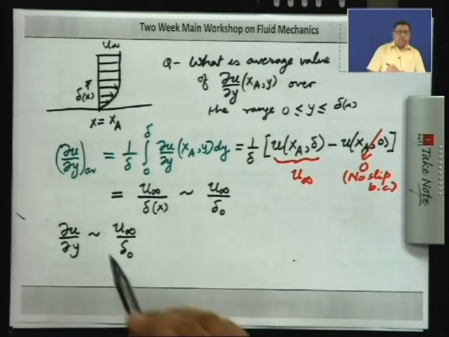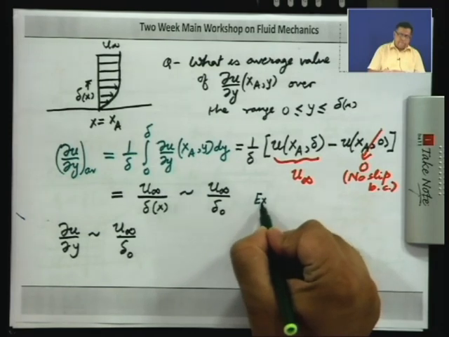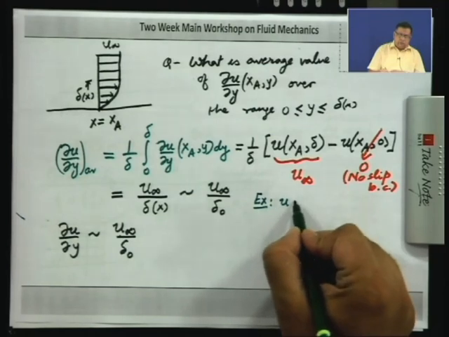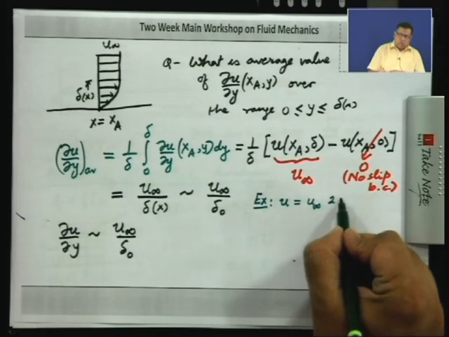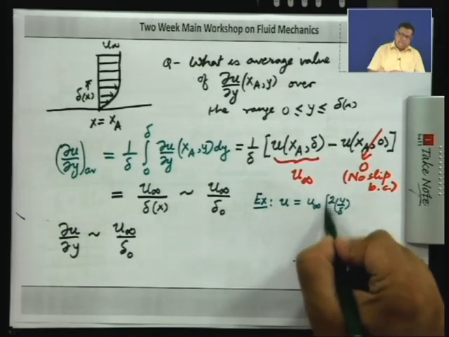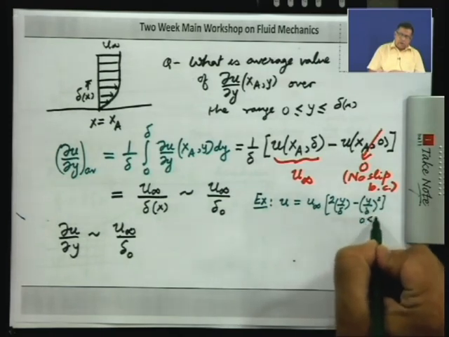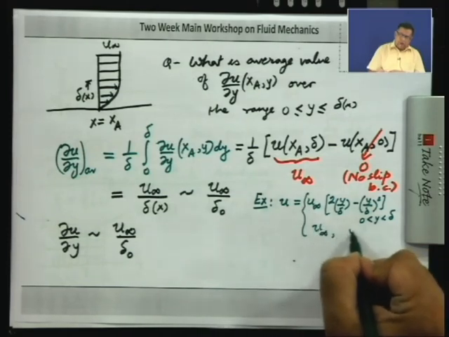So, in a similar process we will estimate the order of magnitude of the other terms in the Navier-Stokes equation. But before we do that, let me take an example. Suppose I take the profile which we assumed yesterday, that is u infinity into 2 y upon delta minus y by delta whole squared when y goes from 0 to delta, and u infinity for y greater than delta.